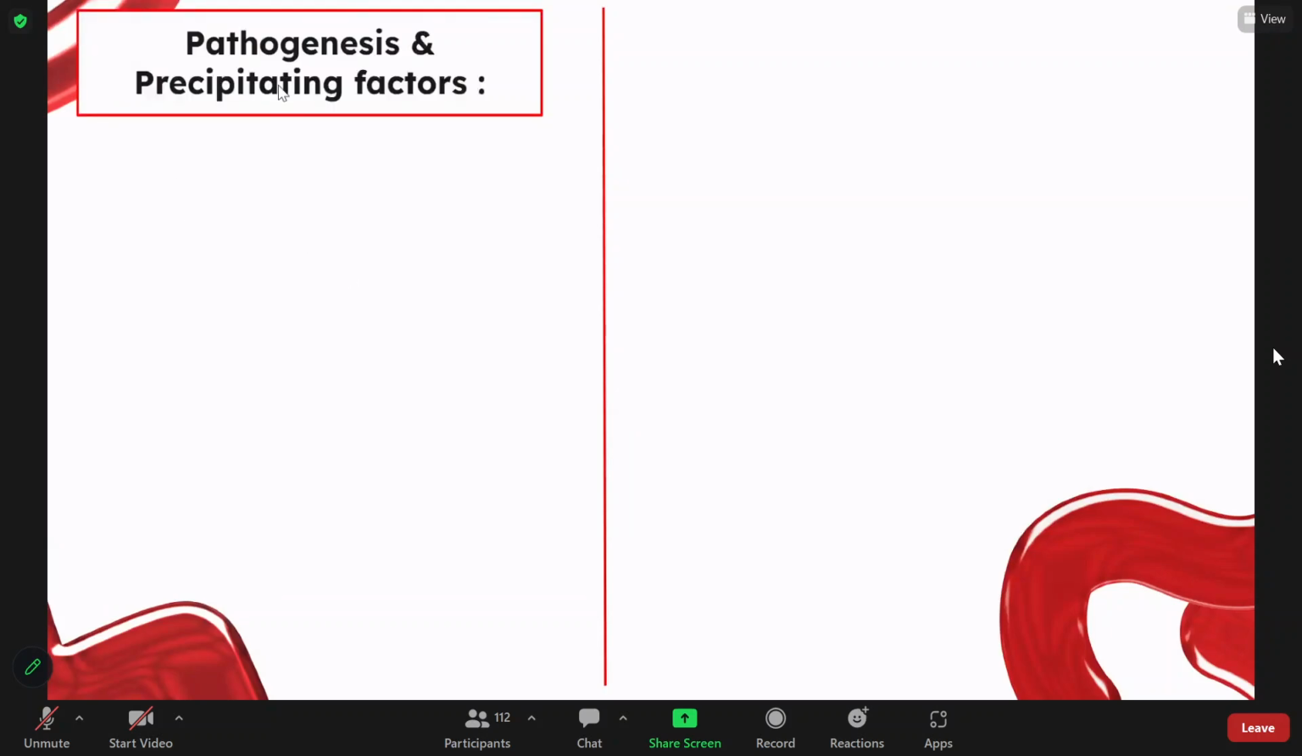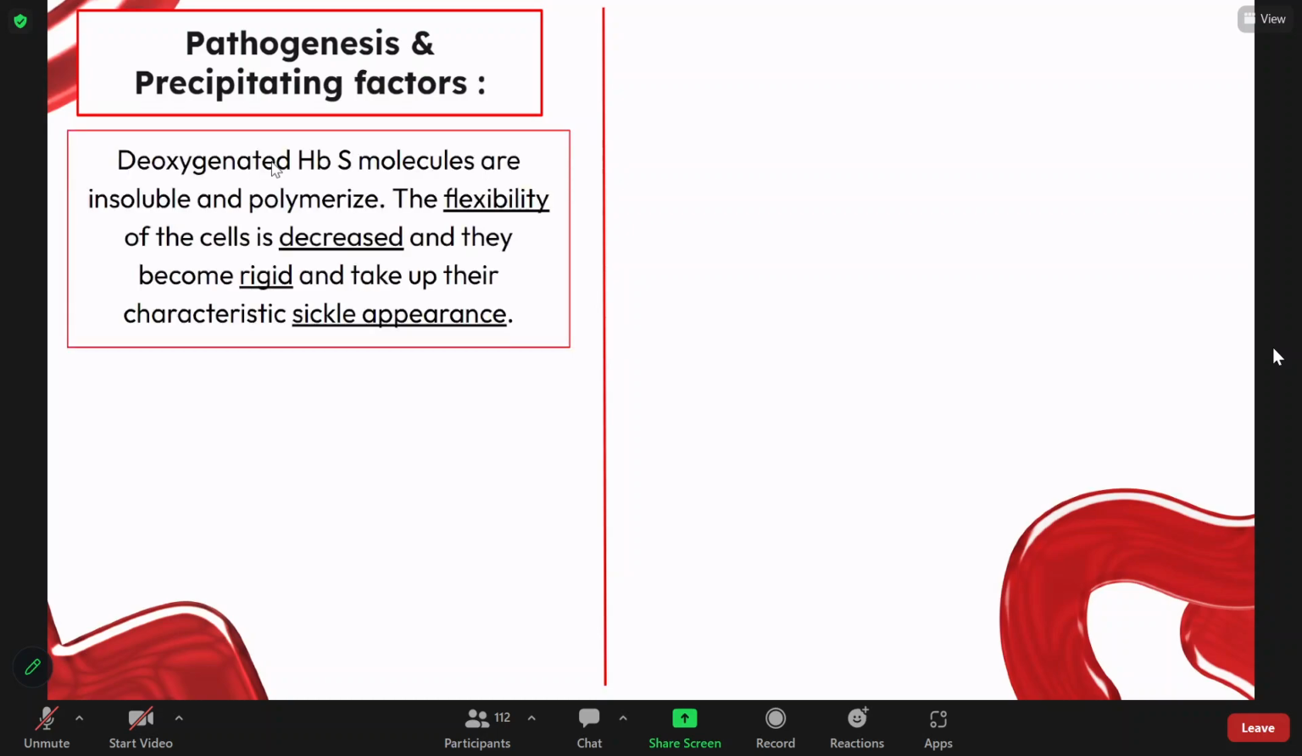For the precipitating factor and pathogenesis, sickling occurs when there is deoxygenation of hemoglobin S, leading to aggregation and formation of polymers, so leading to the sickle appearance, and the cells become more rigid.